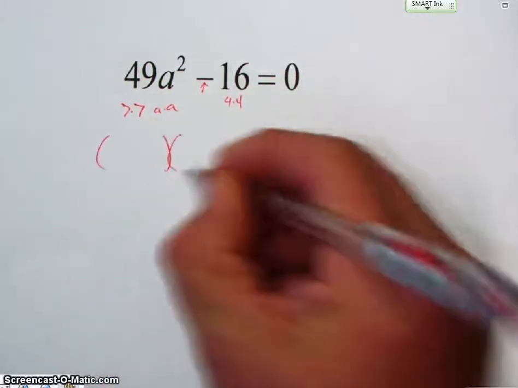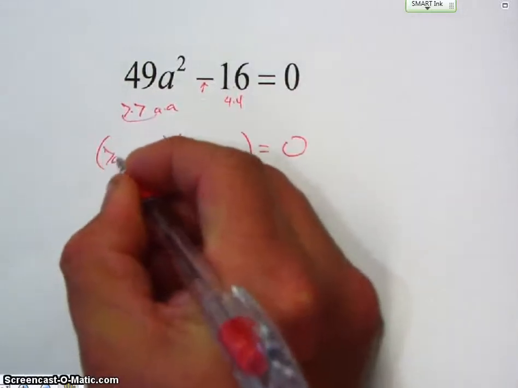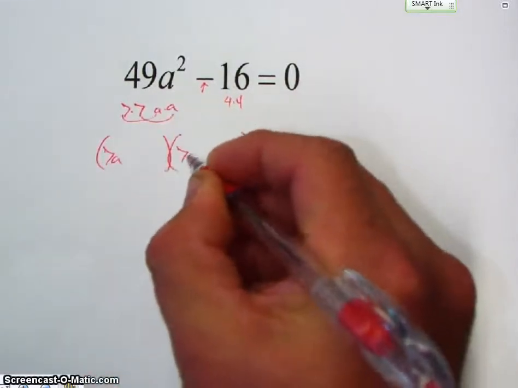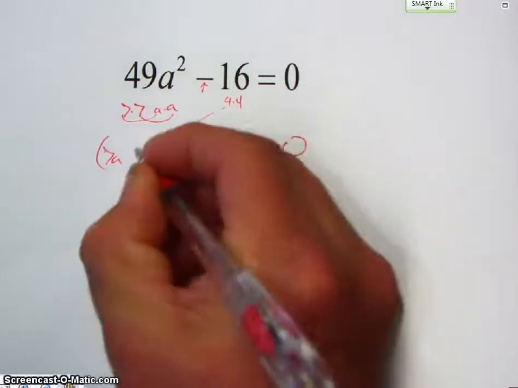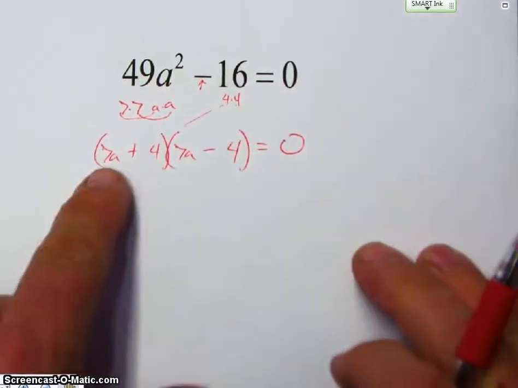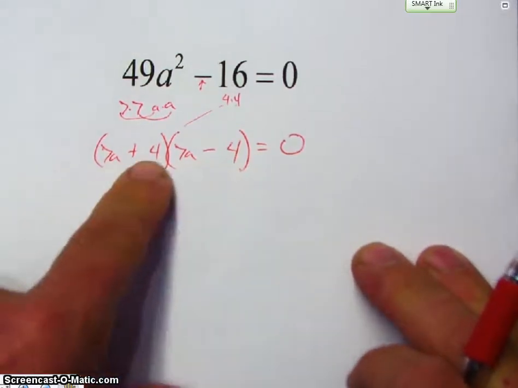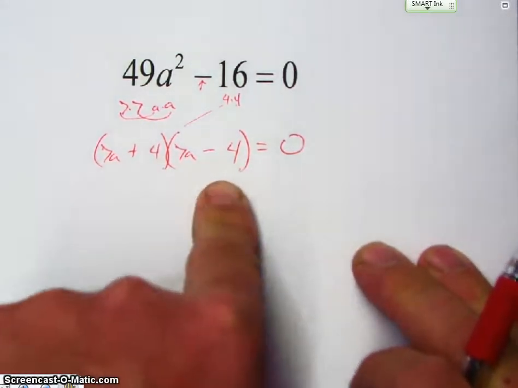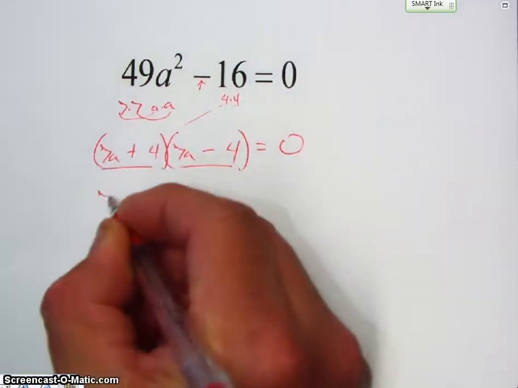So I set up my 2 parentheses, put 7a in one, put the other 7a in the other, put 4 in one, and put 4 in the other. You make one positive, make one negative. Then I double check to make sure I don't have to use difference of squares again. So here I'm good, so I am factored completely. Now I set the factors. There are 2 of them.